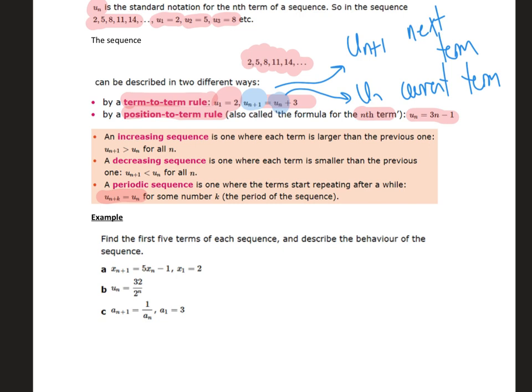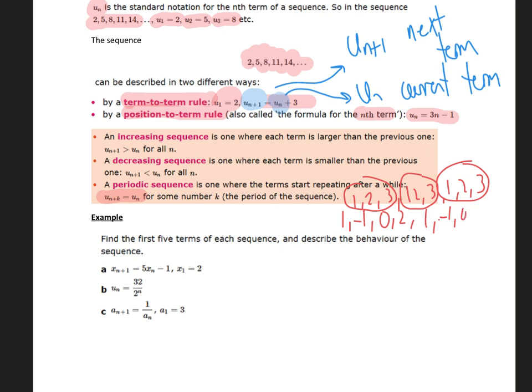So for example, if I had the sequence 1, 2, 3, 1, 2, 3, 1, 2, 3, I would say that's periodic, and the period is 3 because it repeats itself every 3. This can be thought of as cycles of 3. Equally, I could have 1, minus 1, 0, 2, 1, minus 1, 0, 2. That period would be 4 because it keeps repeating itself every 4 terms, etc. We'll look at some other types of sequences later on.